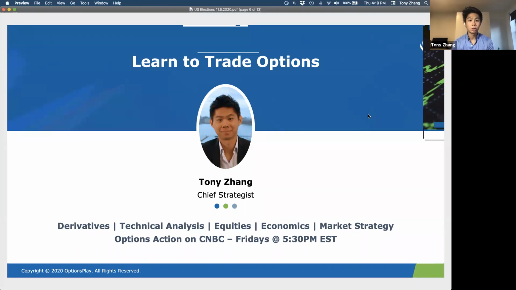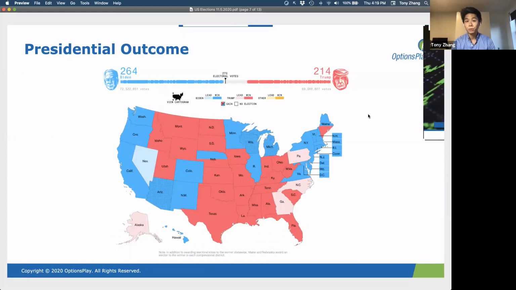So when we look at the US election so far, first of all, we've had record turnout, huge support on both sides, 72 million votes for Biden, 69 million for Trump. So regardless of which side you're on, there is strong support in this country for either candidate. We are in a very divided country right now.